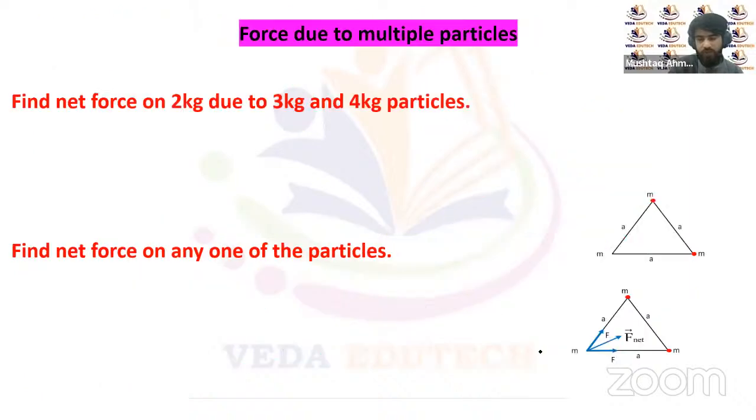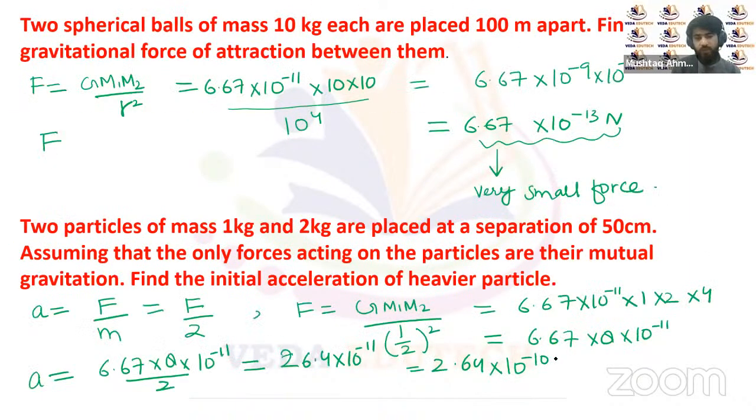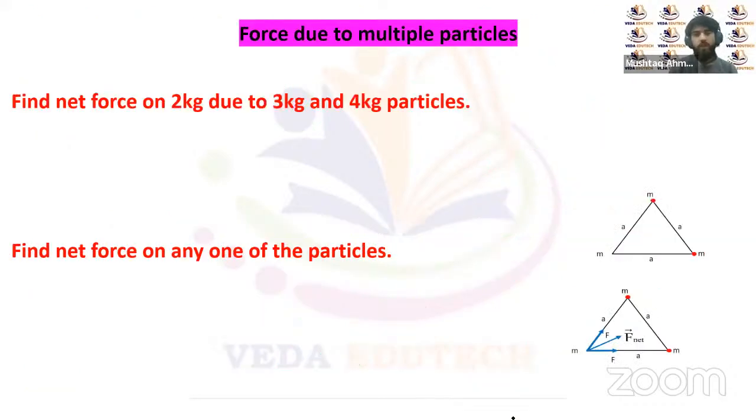Since it's the acceleration we are calculating, the unit will be meter per second square. So 2.64 into 10 to the power minus 10 meter per second square will be the acceleration of the heavier mass, that's the 2 kg mass.